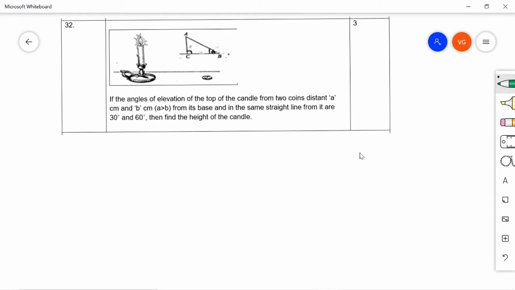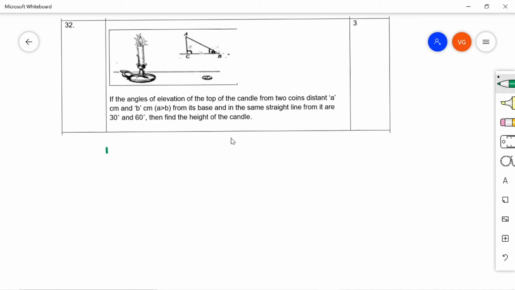Question number 32 is here. If the angles of elevation of the top of the candle from two coins at distances a centimeter and b centimeter, where a is greater than b, from its base, and in the same straight line from it, are 30 degrees and 60 degrees, then find the height of the candle. So read the question twice, understand, try to draw the picture.